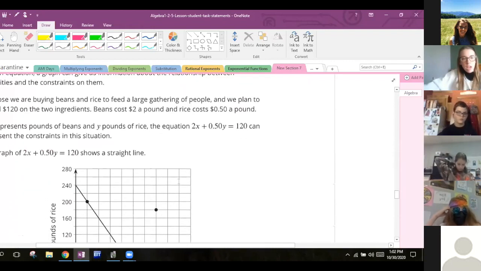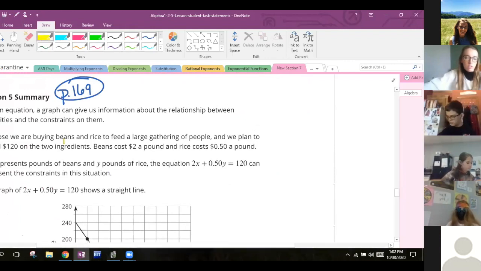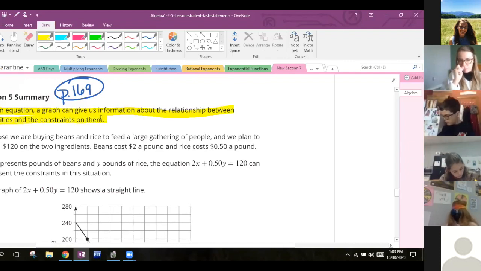Okay, so if we go down to our lesson summary, we're on page 169. We're going to start highlighting this. It says, like an equation, a graph can give us information about the relationship between quantities and constraints on them. Okay, so just like I said, equations can tell you stuff that the graph can also tell you.